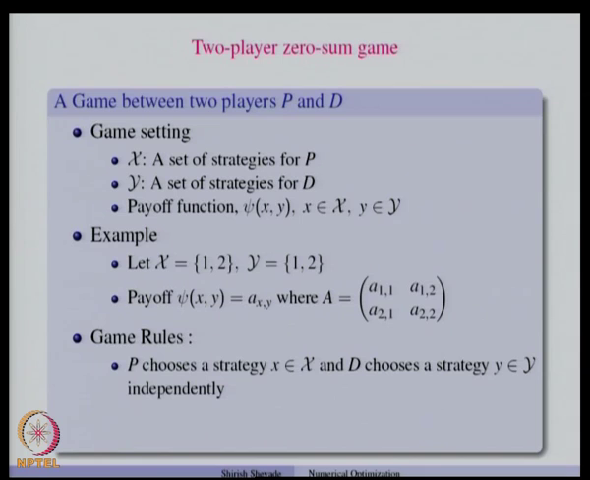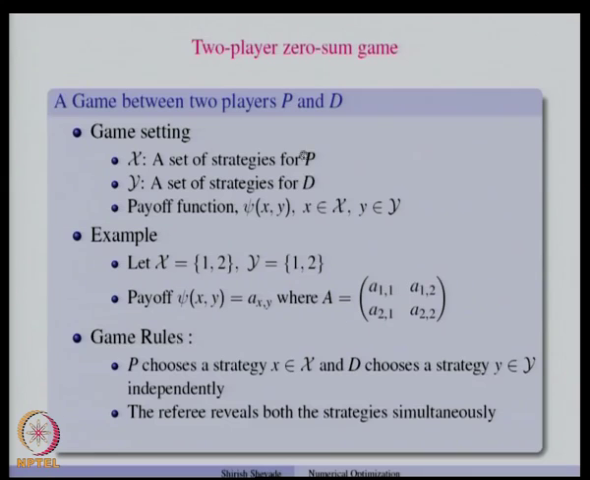Now, this game has some rules. The first rule is that every player chooses the strategy from the respective sets independently, without knowing the strategy of the other player. They mention these strategies to the referee, and the referee reveals both the strategies simultaneously. So, given a payoff function psi, each player chooses one of the strategies and mentions them to the referee, and then the referee reveals both the strategies simultaneously. And then the payoff will decide which player wins or which player loses.